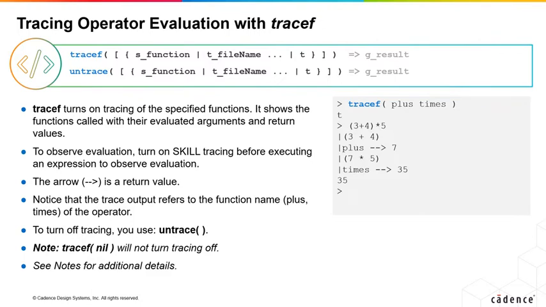Now, once you have completed your analysis with traceF, it is useful to turn tracing off. You will use the function untrace to turn it off. If you don't turn off tracing and you continue to run programs, you will get a lot of additional tracing output in the command interpreter window that you may not need. Note that traceF with nil as an input is not the correct syntax. Use the untrace function instead.